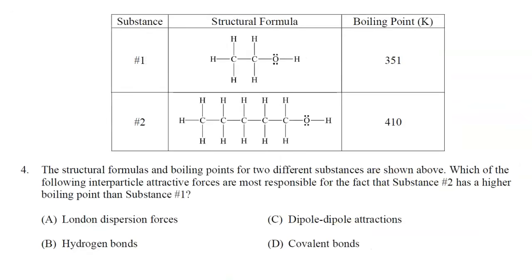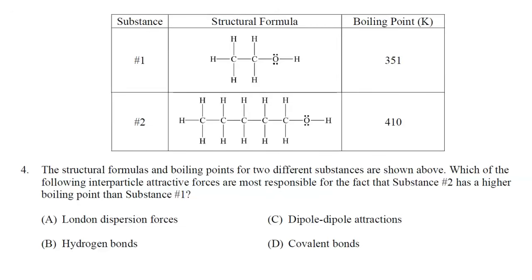Now let's take a look at question 4. Question 4 says, the structural formulas and boiling points for 2 different substances are shown above. Which of the following interparticle attractive forces are most responsible for the fact that substance number 2 has a higher boiling point than substance number 1?